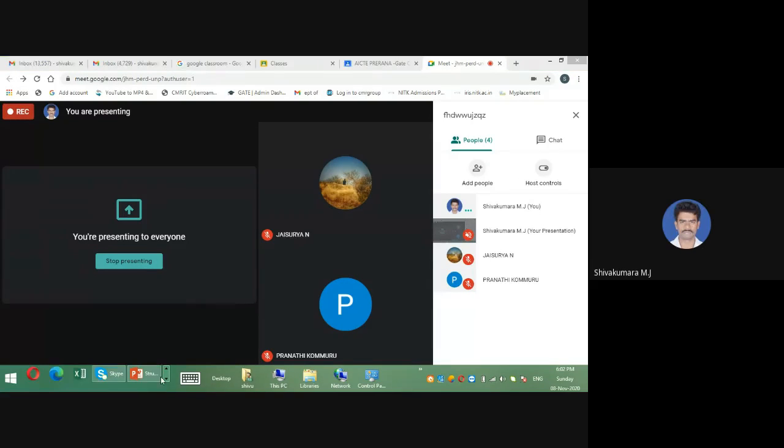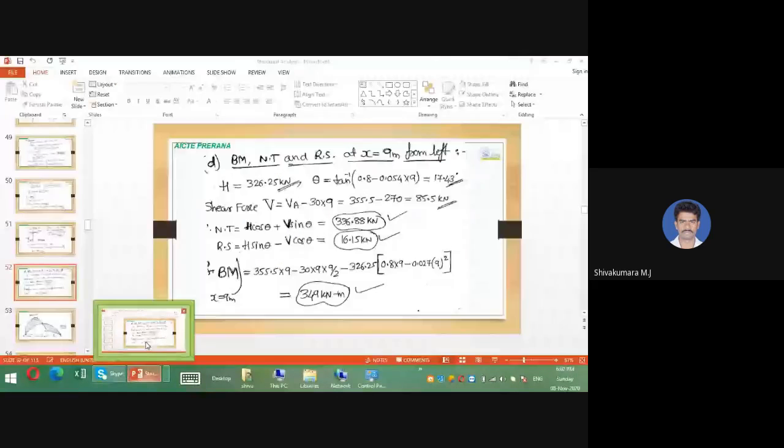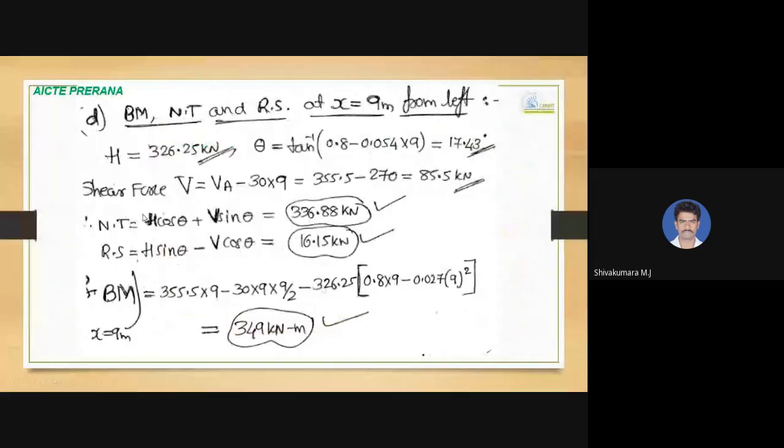This is the continuation of structural analysis class. In our discussion, we are discussing the calculation of normal thrust and radial shear. So, we have the formula for normal thrust, that is equal to H cos theta plus V sin theta, and then radial shear equal to H sin theta.